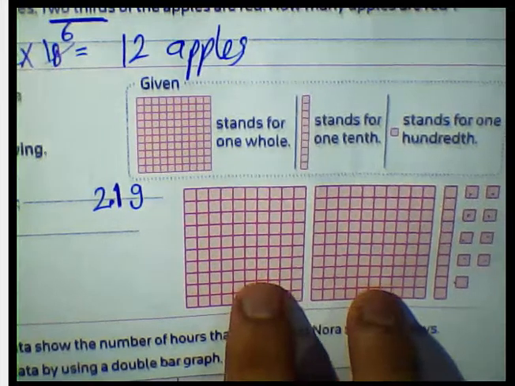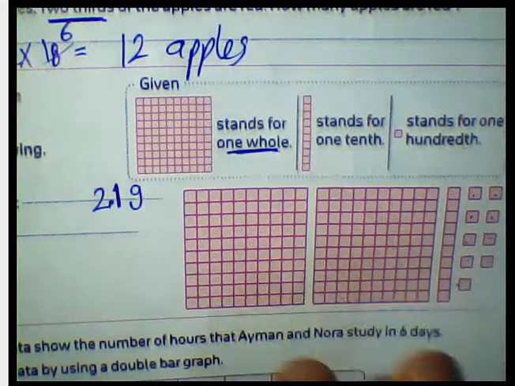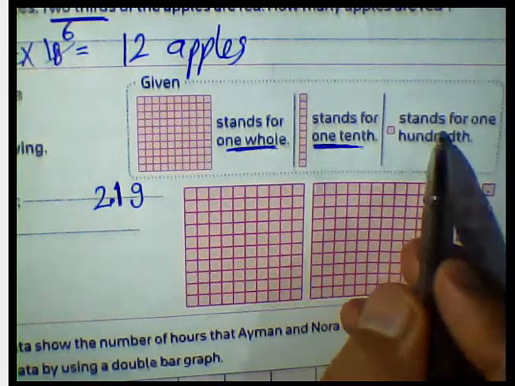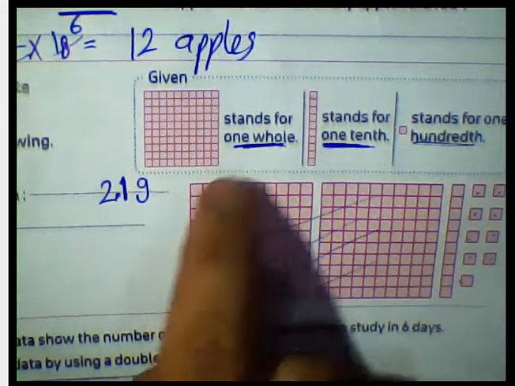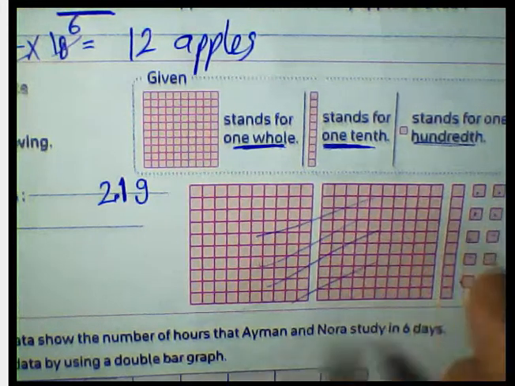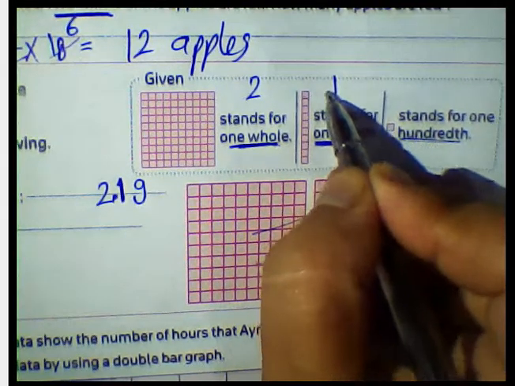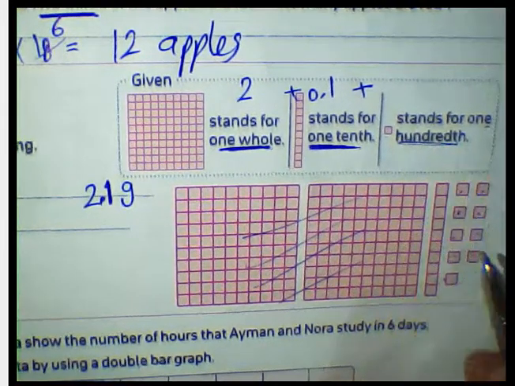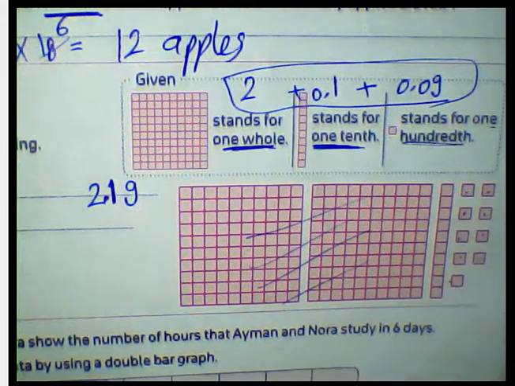Again, we have 2 units. This stands for 1 whole. It's a whole number, and this stands for 1 teens. And this stands for hundredths. Again, we have two whole numbers here and 19. 2 whole numbers and 1 teens plus this stands for 9 hundredths. If we add them, the result will be 2 and 19 hundredths.